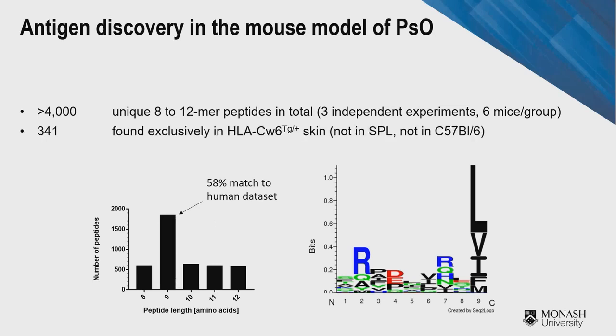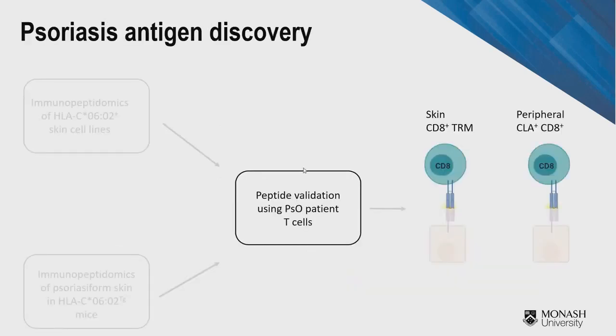And what was very interesting for us is that over 300 peptides were found exclusively in HLA-C6 transgenic skin, not in the spleen of those mice, and also not in wild-type mice. So we are now able to narrow down the candidates and to look at them further. And in the next step, what we are currently doing is we're validating them against T cells from patients.